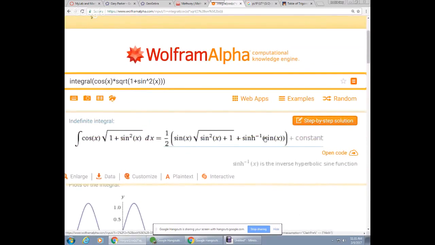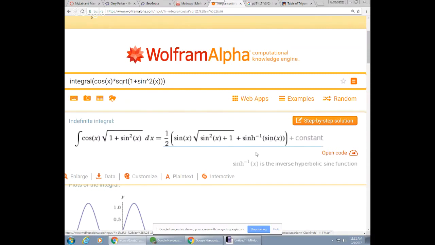SINH to the -1? That's called the inverse sinh. It is, that's what it's called. Anyone ever seen that before? You have? Where have you seen the sinh? Yeah, it's called a hyperbolic sine. But notice it's got a sine inside of it.